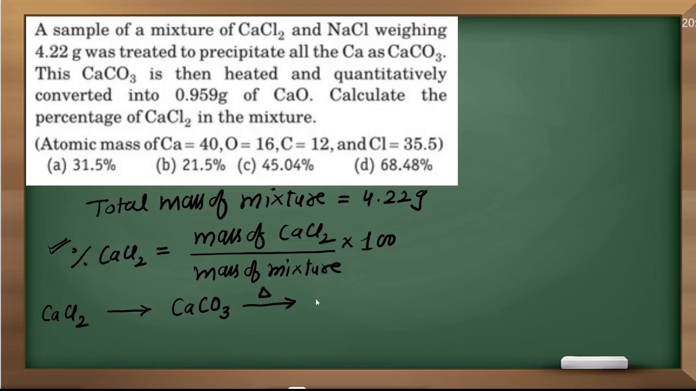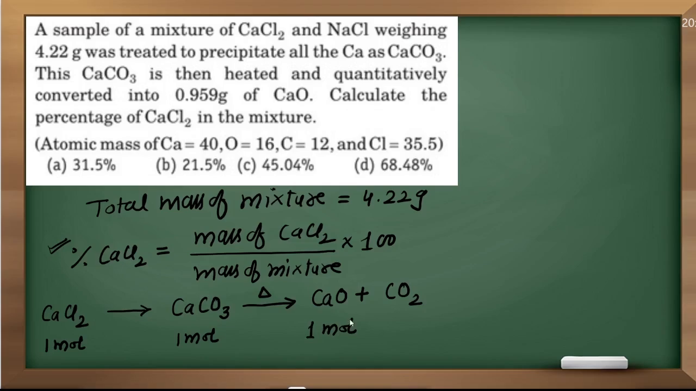So when we heat it, you know what we get? Calcium oxide and carbon dioxide. So if we have 1 mole of calcium chloride, we get 1 mole of calcium carbonate, because in calcium chloride there is 1 mole of calcium. In calcium carbonate again we have 1 mole of calcium, and when we heat it, then we get 1 mole of calcium oxide.